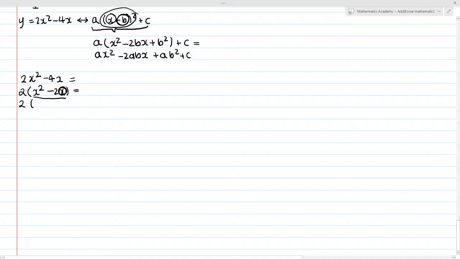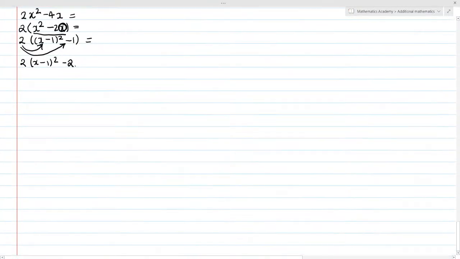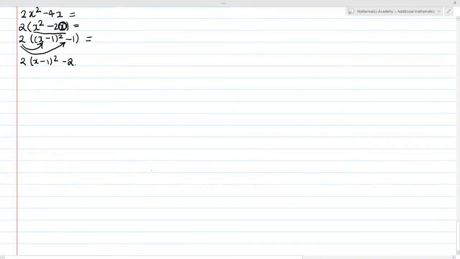And so if we complete the square on this part, which gives us x minus 1 squared minus 1 inside the brackets with the 2 factor on the outside, then that's the expression we have so far. And then now we can distribute everything. So we can just multiply here and multiply here so that we get 2 times x minus 1 squared minus 2.